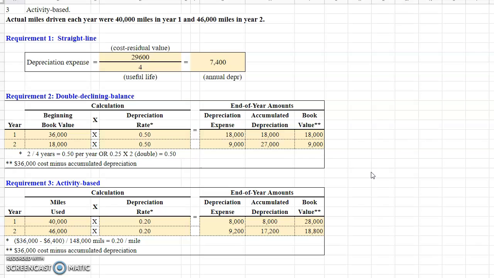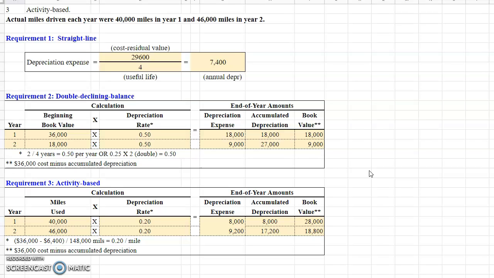Add that to what we had in accumulated depreciation. Accumulated depreciation goes up to 17,200. Book value is the original cost minus the 17,200, which gives us 18,800. Now, this is similar to the inventory costing methods in that a company can decide which method they want to use.